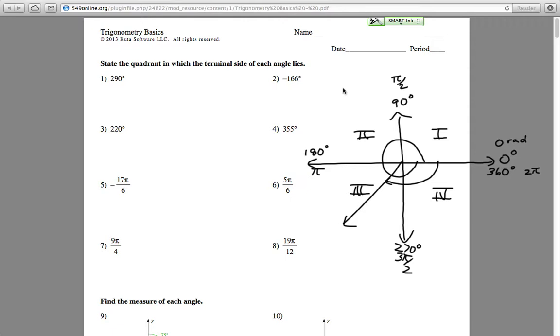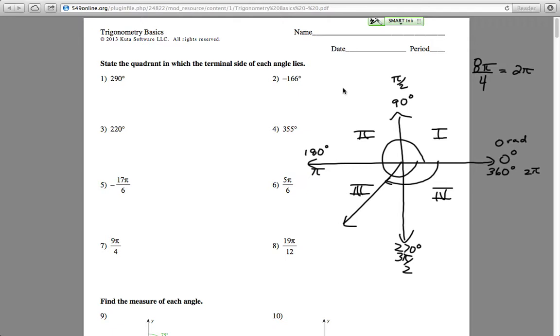9 pi over 4, well, you know it takes 8 pi over 4 to go around once, right? How do I know that? Because that divides out the 2 pi. So it's going to be in quadrant 1. If 8 pi over 4 goes around once, then 9 pi over 4 puts you in quadrant 1.